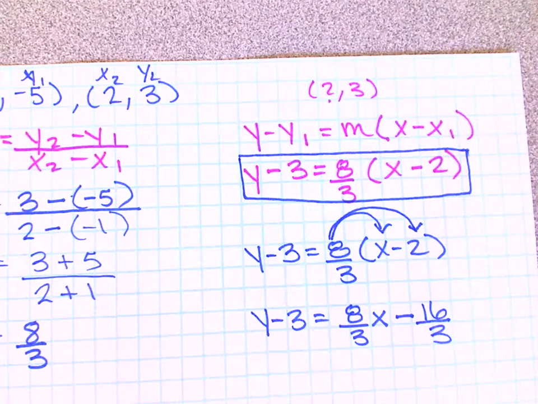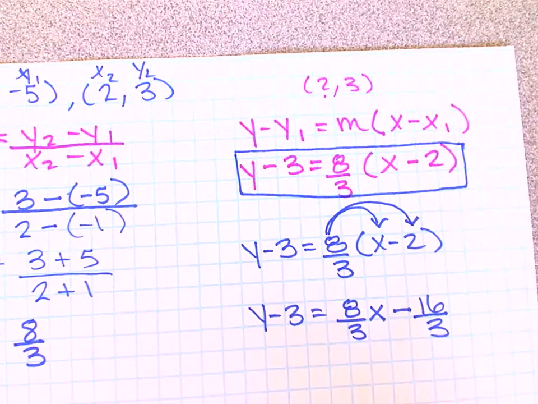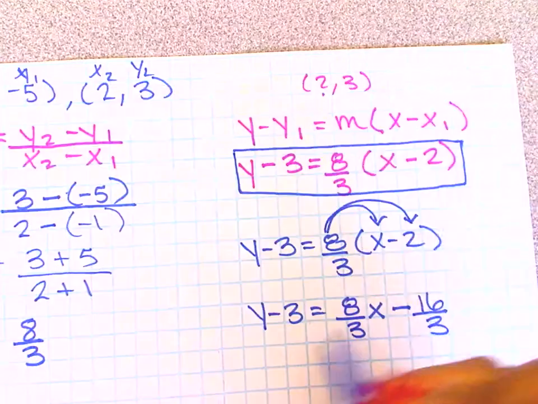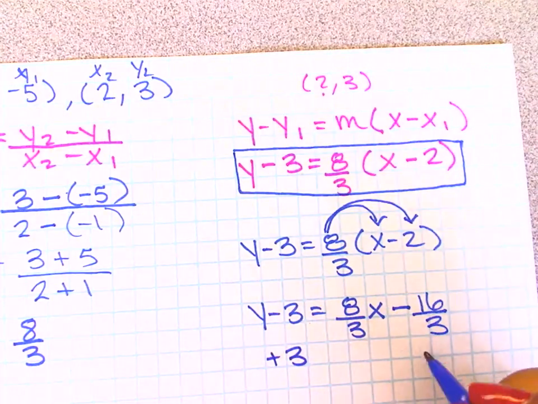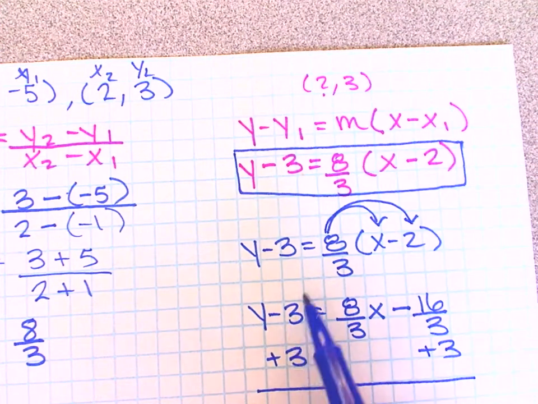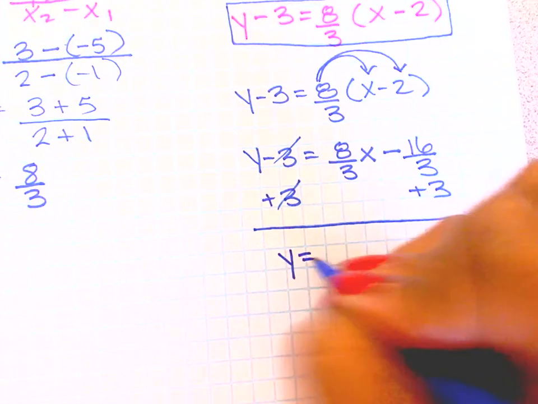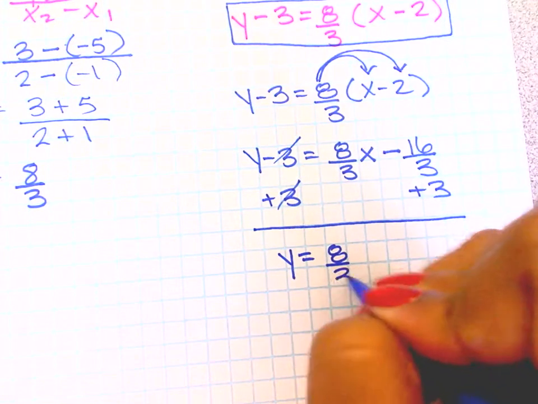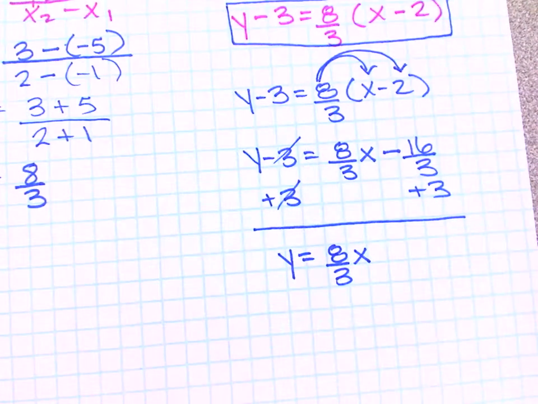Okay? From there, it tells me that I need to write it in slope-intercept form, so I need to get rid of that 3. So I'm going to add 3 to both sides. Negative 3, positive 3 cancel. Y equals 8 thirds x. Can I add 3 to 8 thirds x? No. Why? Because they're not like terms. They're not like terms. Very good.